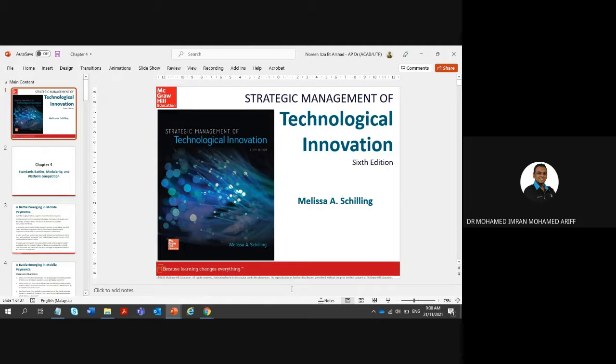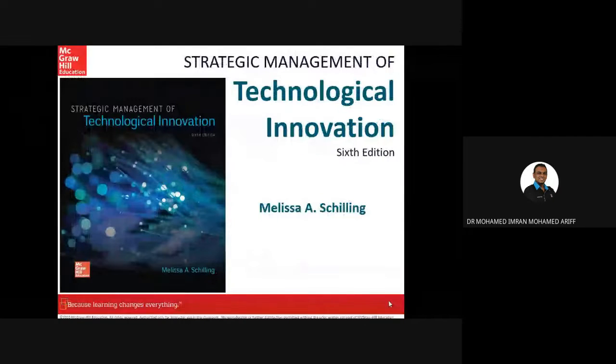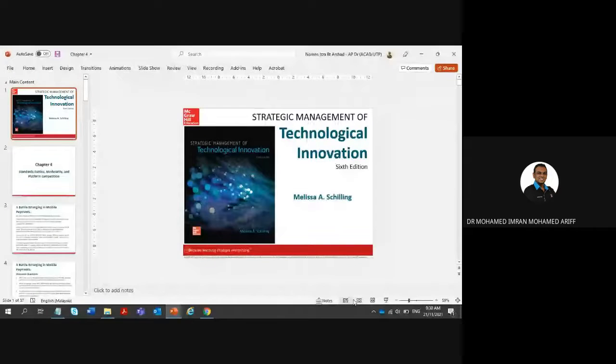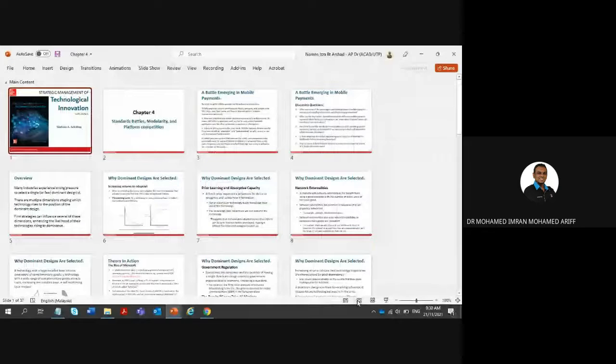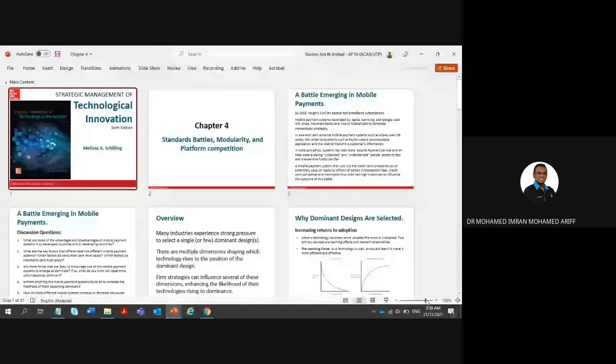talked about product innovation, process innovation. Kita dah sebut yang tadi tu, technology, the S-curve. We've also highlighted those things. Okay, so now we move into what we say as the standards battle and what are the standards in the market. Okay, so what are we going to highlight in this chapter? We are going to highlight about what are the battles.